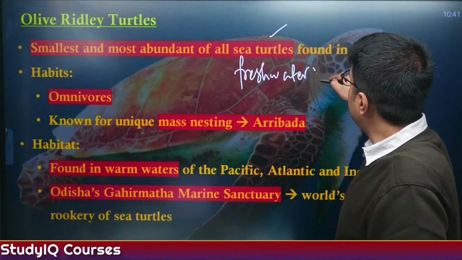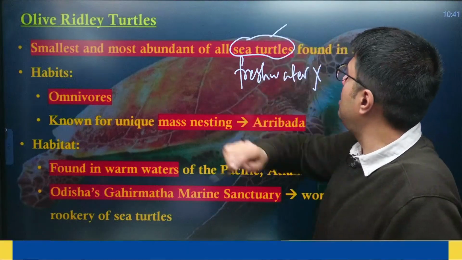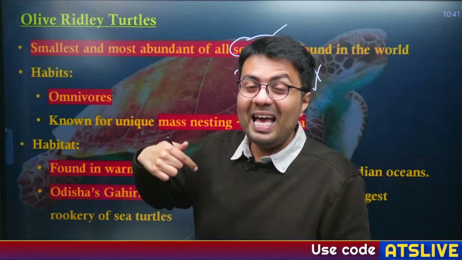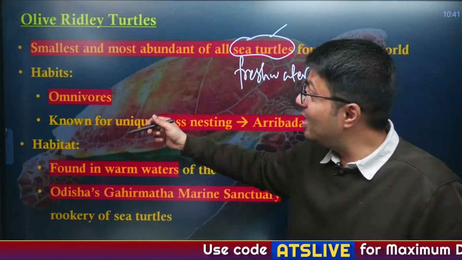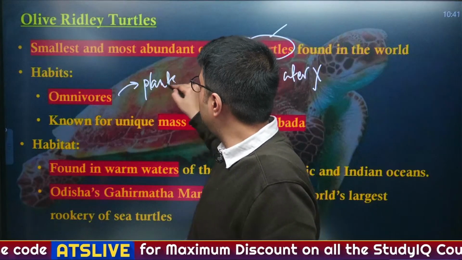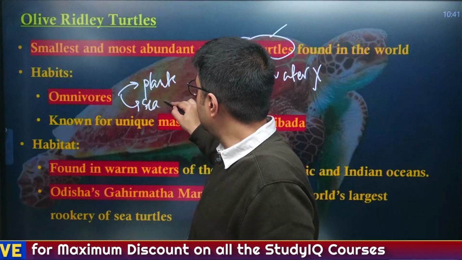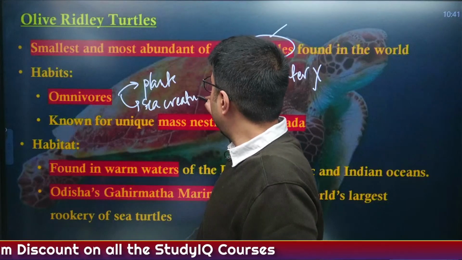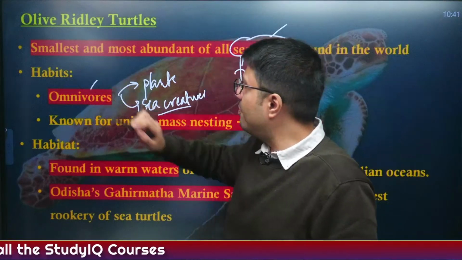Rather, this is a salty water turtle found in the seas of the world. Understood? Now, what are the habits of such turtles? They are omnivorous in nature, that they eat plants and they also eat other sea creatures like fishes and other turtles also. So, these are omnivorous in nature.